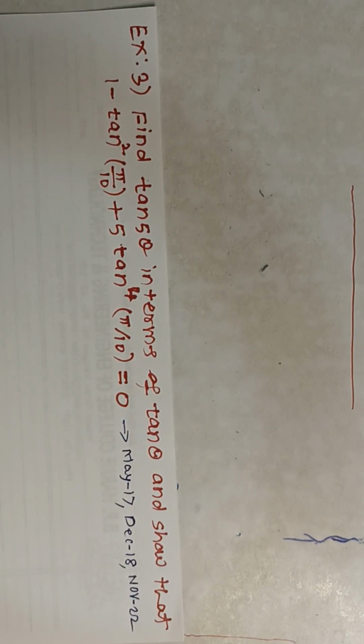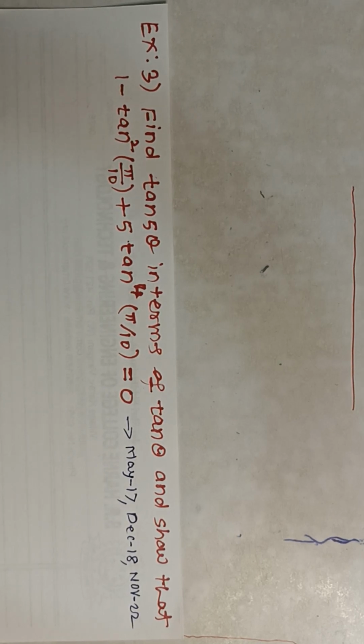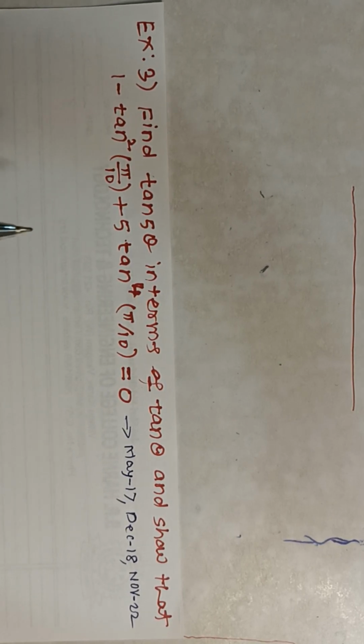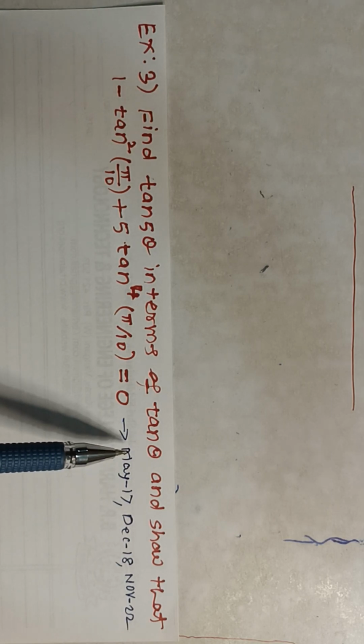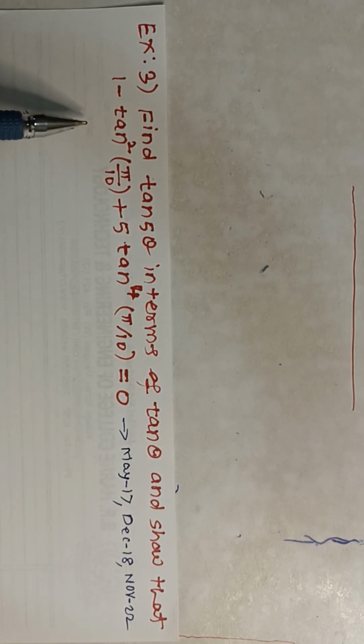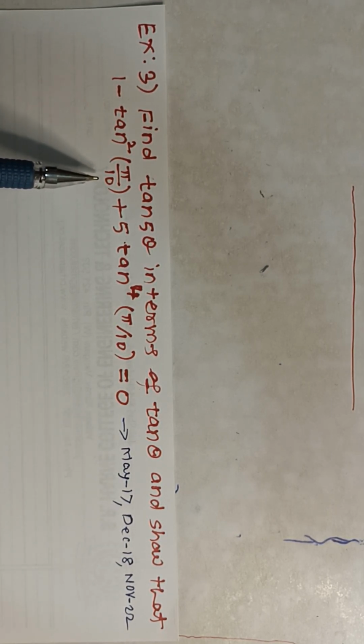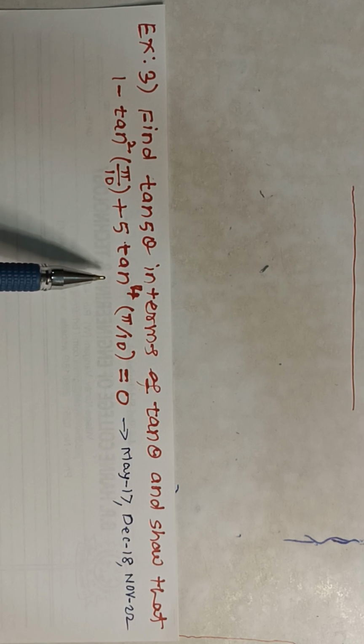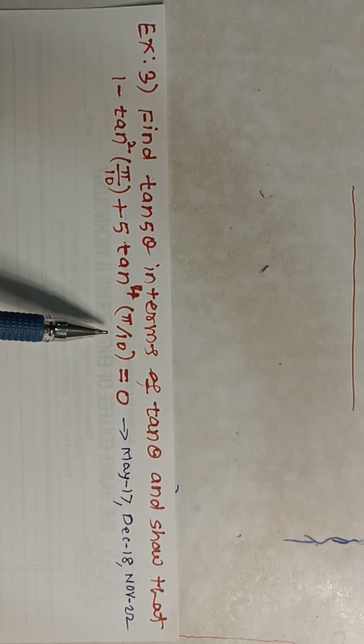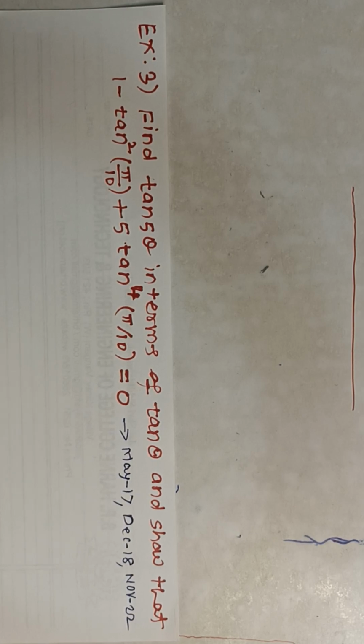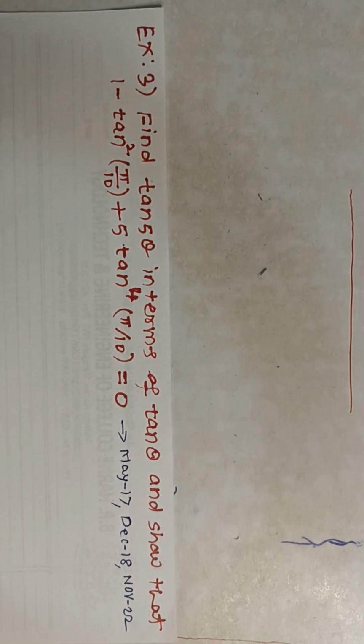Yes, sum number 3. Find tan 5 theta in terms of tan theta and show that 1 minus tan square pi by 10 plus 5 times the 4th power of tan of pi by 10 is equal to 0. Okay, let us solve this sum.